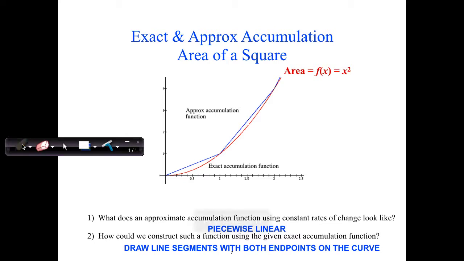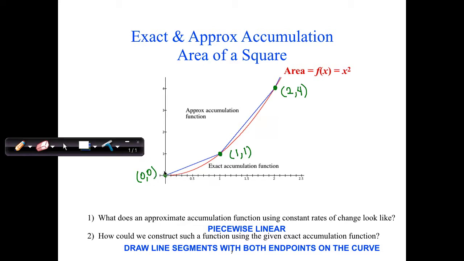Let me put some points on here so it's easier to see. Here's a dot that I just placed at the origin. Here's one at 1, 1. There's another one here at 2, 4. Now these are fairly poor approximations to the curve, but what we're trying to do is approximate what's going on with this accumulation by generating a different accumulation graph that shows constant rates of change that are similar to, if possible, our exact rate of change.